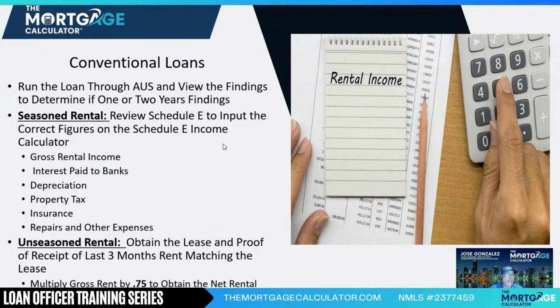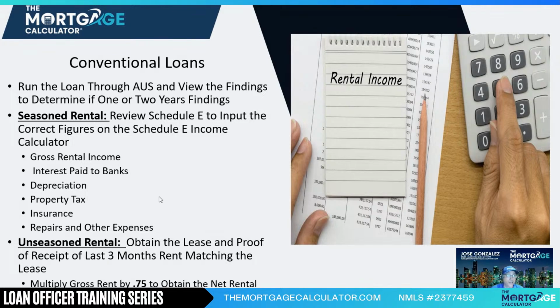So now, we remember 1 year, 2 years finding, depending what you're asked for. So if it's a seasoned rental, remember what we discussed about a seasoned rental, you're going to review the Schedule E on the tax return to input the correct figures on the Schedule E income calculator. Yes, there is a Schedule E income calculator, even though it's pretty basic calculations, and I'll show you the screen in a couple of slides. But in order to know what to input into the Schedule E income calculator, you got to be on the Schedule E of the tax return.